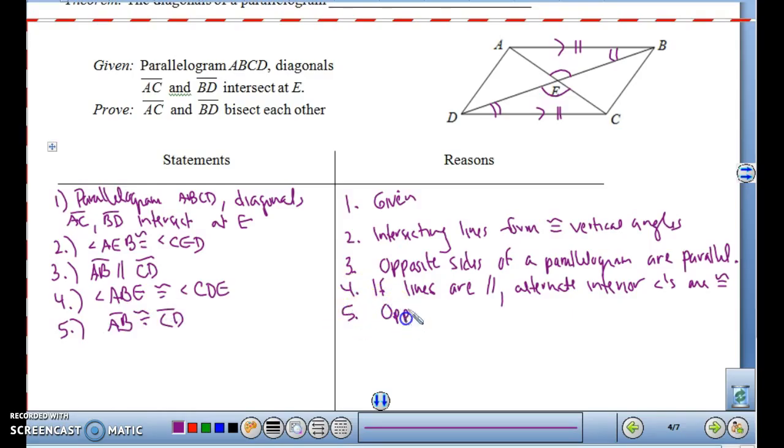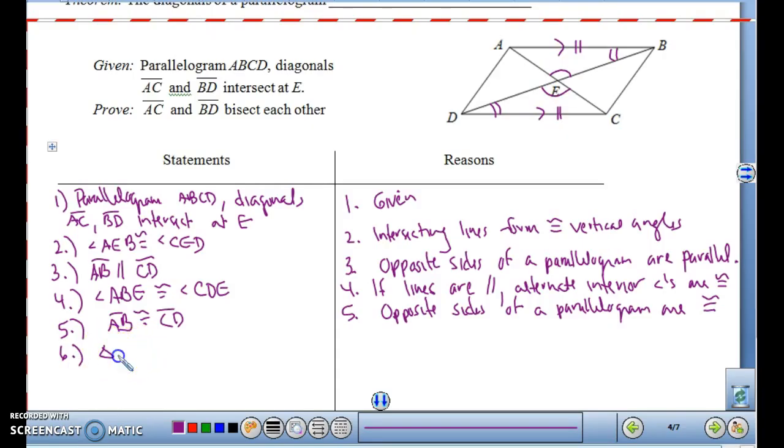because opposite sides of a parallelogram are congruent. So they're parallel, but they're also congruent. So now, are these triangles congruent? Yes, they are. We just decided that it's going to be angle, angle, side.